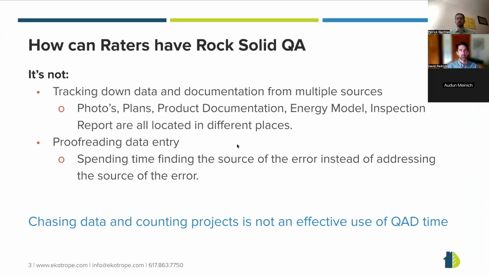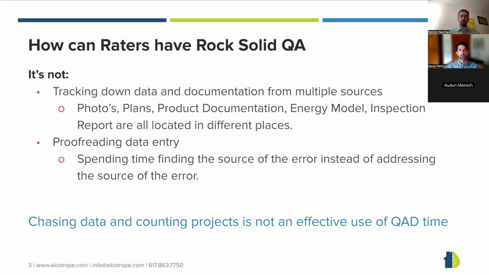So we have this concept, rock solid QA. What does that mean? Well, it does not mean tracking down data and documentation from multiple sources. I have my Dropbox folder for photos. I have my inspection tool for inspections. I have my Ekotrope model. I have my Manual J. I have my plan set. I have all these different sources of information, and I need to spend a lot of time tracking down all of them and making sure they're all nicely compiled together. That's not an efficient use of a QAD's time.